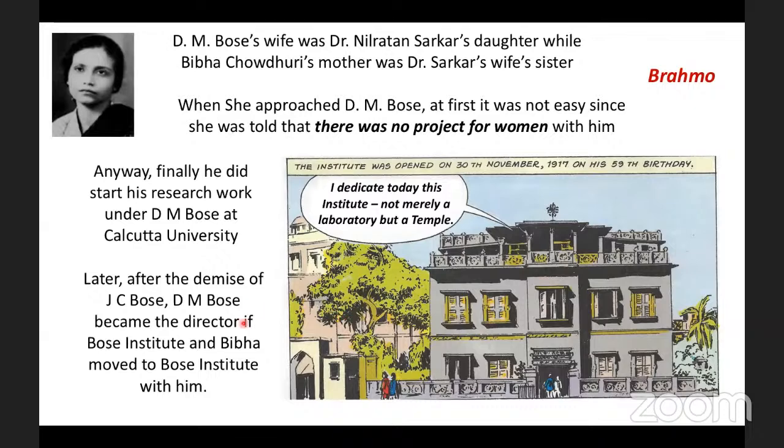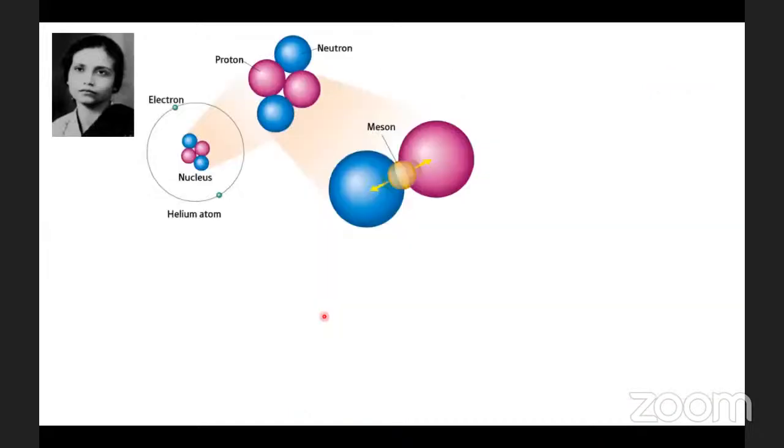So after the demise of J.C. Bose, D.M. Bose became the director of Bose Institute, and Bibha moved to Bose Institute with him. And there, together, they did some incredible work. The work was about mesons.